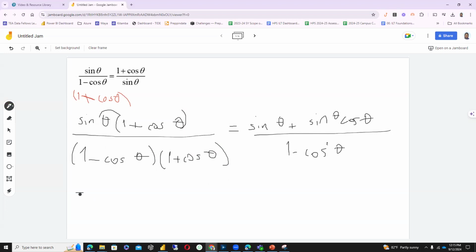I can continue to simplify what I got here. At the numerator, when I look at what I have, sine of theta plus sine theta times cos theta, they do have a common factor. Their common factor is sine of theta. So I'm going to factor out the sine of theta.